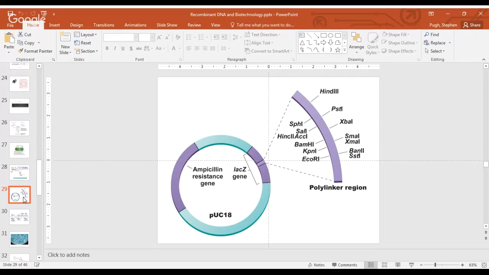So any cell that has a recombined plasmid would not be able to use lactose as an energy source. So it's a way in which we can isolate those cells that not only have plasmids because they're ampicillin resistant, but we can also identify them as having recombined plasmids, because the lacZ enzyme would not be produced. And we can distinguish those cells and isolate them. Then we know that those cells have been recombined.